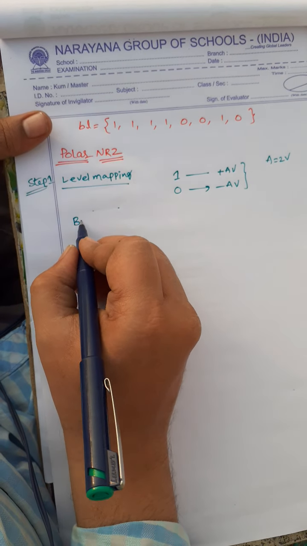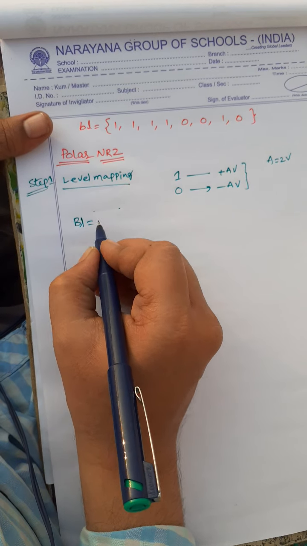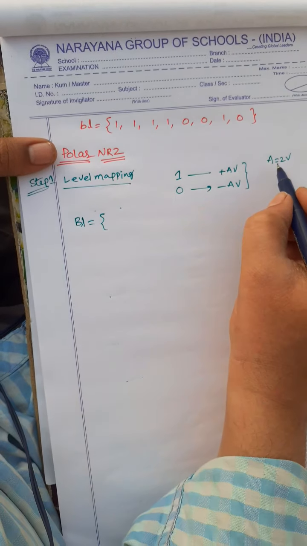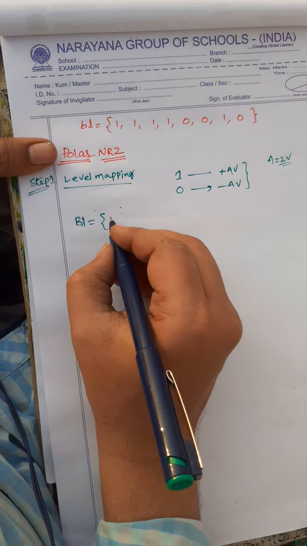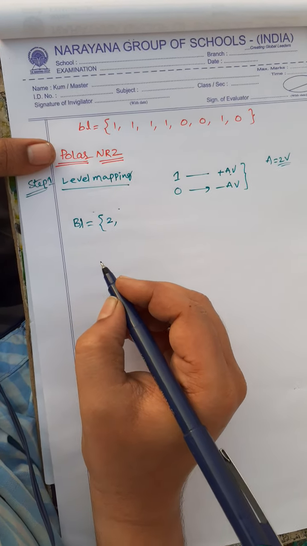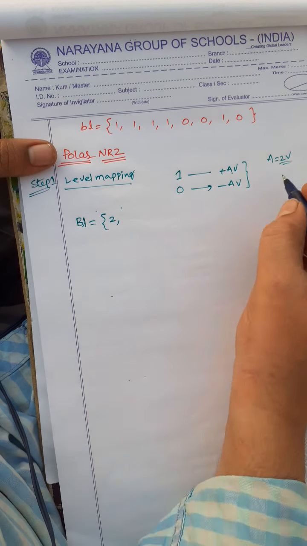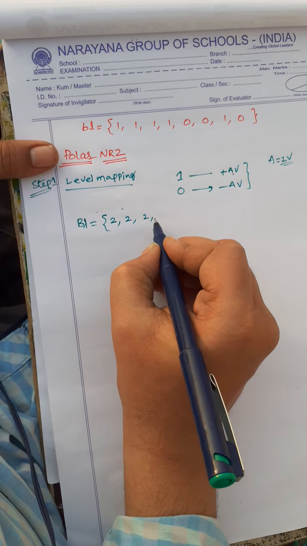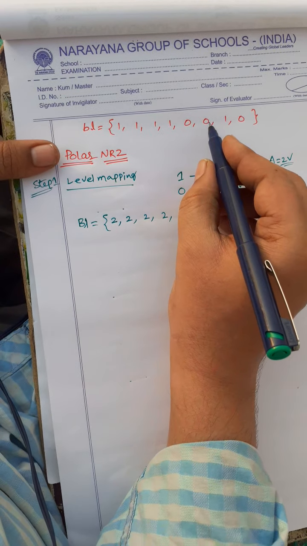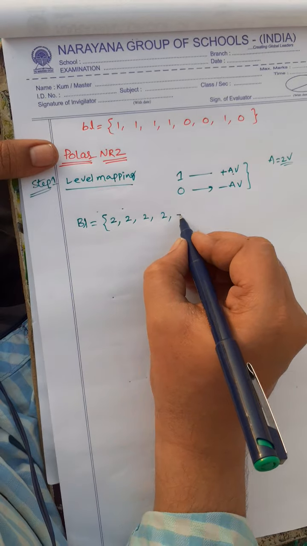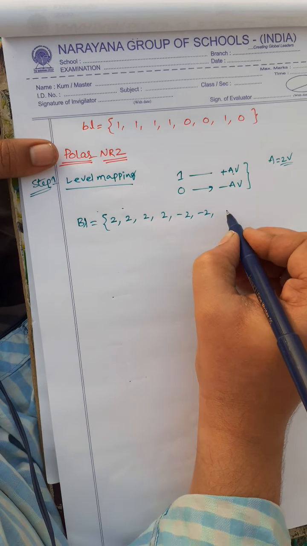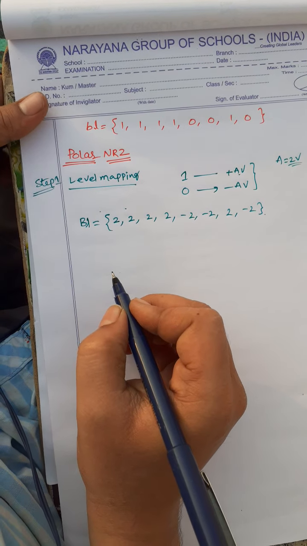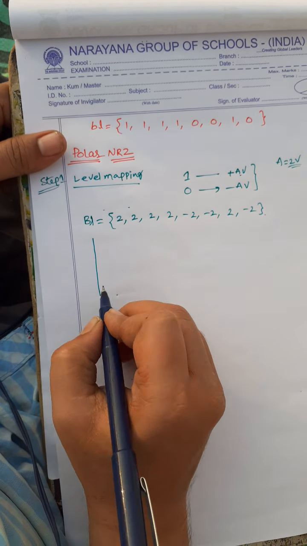Now the capital BL is equal to level mapping. 1 will be represented with what? Plus A, that is equal to 2 volts. Next again 1, 4 ones means 4 times 2 volts. Next 0 will be represented with minus A volts, means minus 2 volts. Minus 2 volts, plus 2 volts and minus 2 volts.